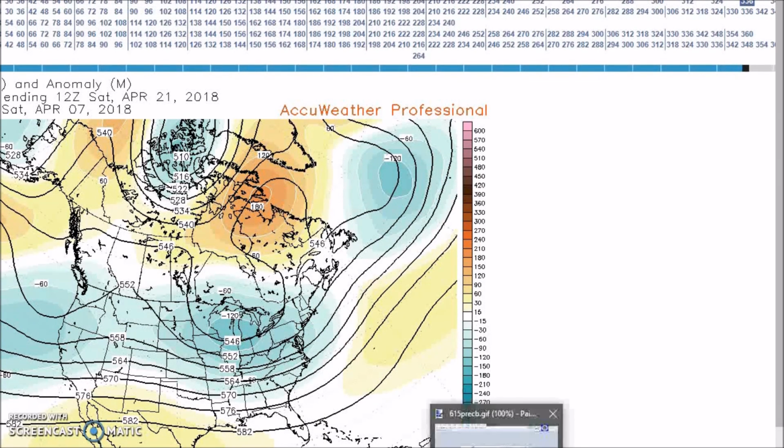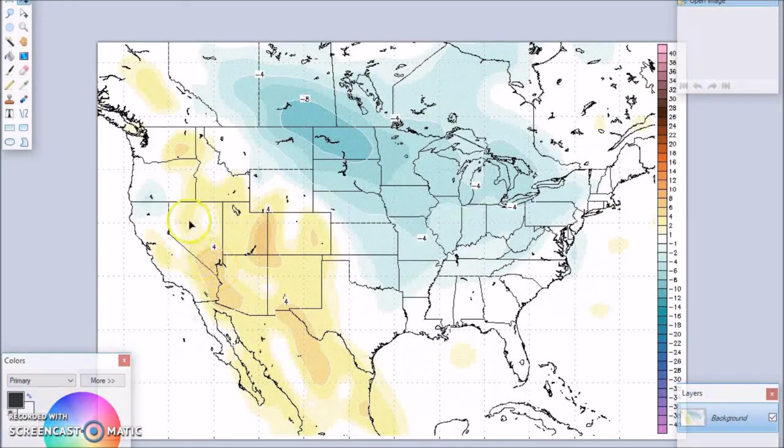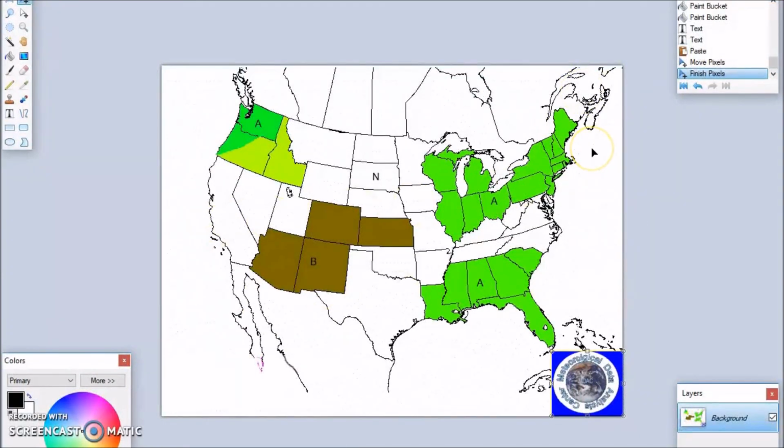So the best I could come up with, looking at the models, is still above normal temperatures for the Rockies, with forecast anomalies of 2 to 4 degrees above normal. Near to below normal temperatures are still hanging on here. The highest anomalies will be across this area here, lower to the south and east, with forecast anomalies of 1 to 4 degrees below normal. And for precipitation, I'm indicating little change in the precipitation anomalies.